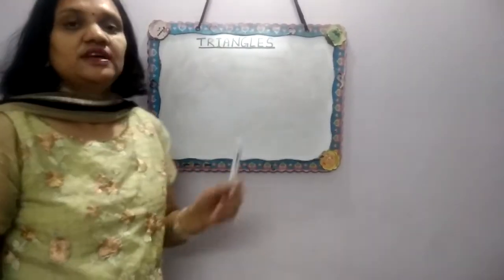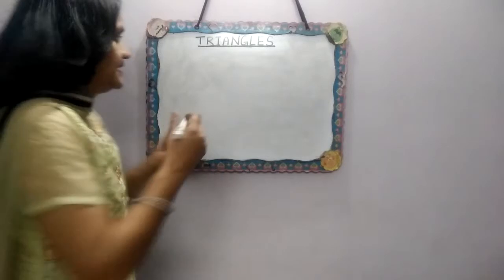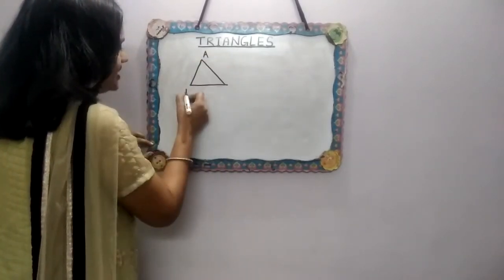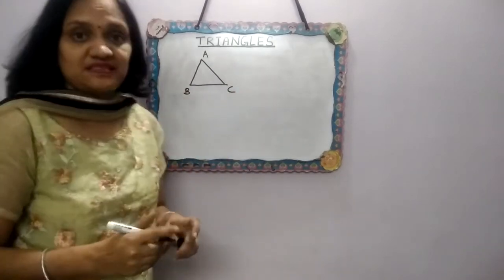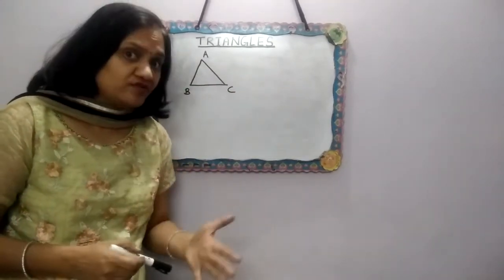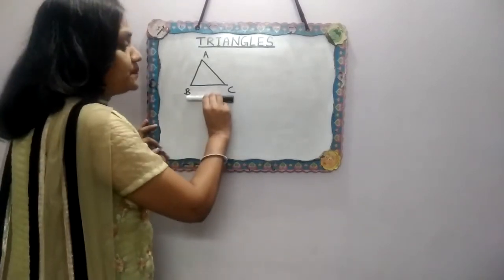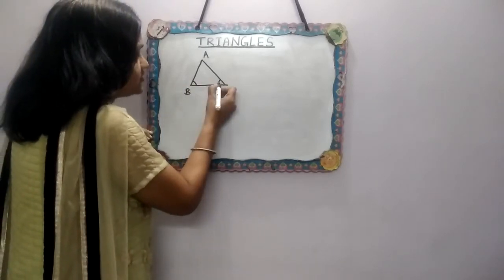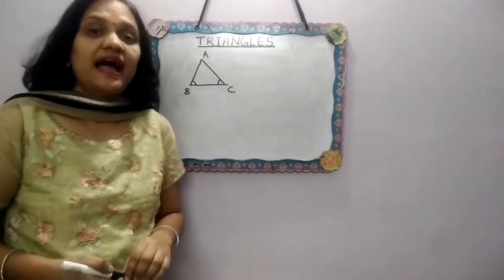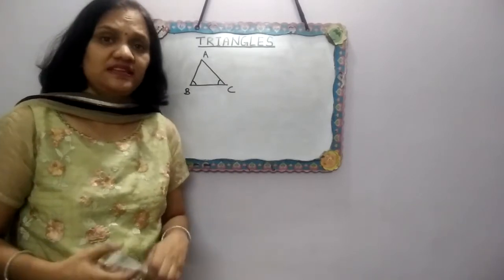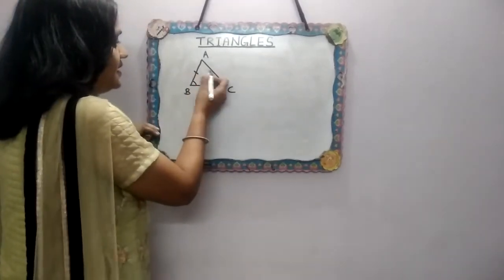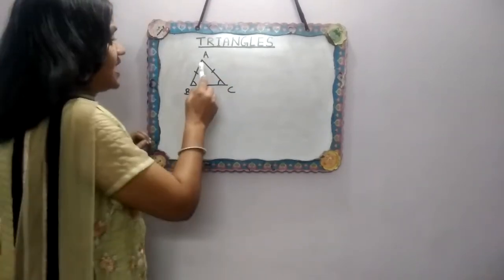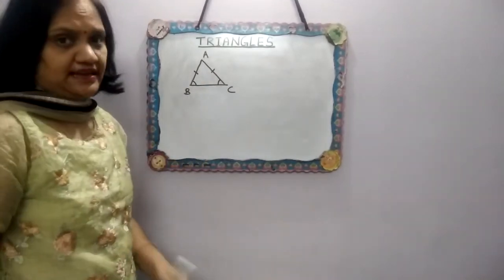One more way in which this can be said is: base angles of an isosceles triangle are equal. What do we mean by the base? The bottom? The base can be any one of the three sides. Suppose I take BC as the base. Which are the angles formed at the base? The angles formed at the base are B and C. In an isosceles triangle, the base angles are equal, and we call the unequal angle the vertical angle.